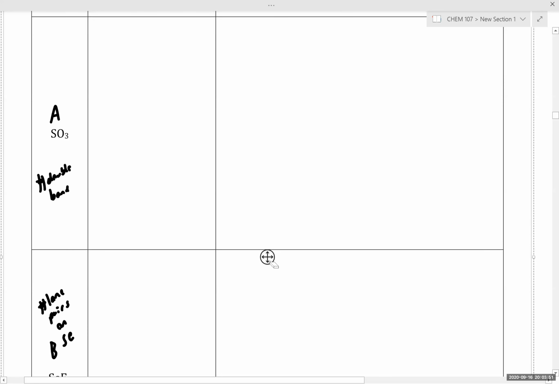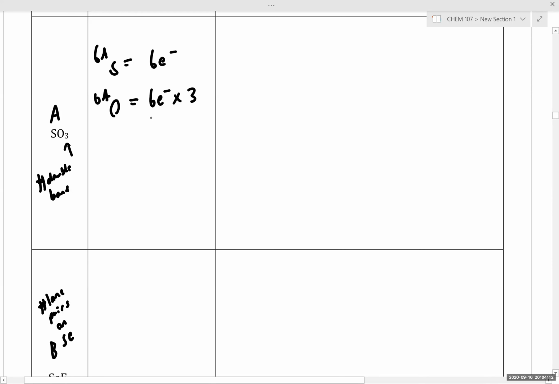So let's look at SO3, sulfur trioxide. Sulfur is a 6A element, so it contributes 6 electrons. Oxygen is a 6A element, also contributing 6 electrons. And how many oxygens do we have reading our formula? 3, yep. So adding up our total, we get 24 electrons. Now, what is our central atom? What's the least electronegative element? Sulfur, yep. We place sulfur in the center and we surround it with 3 oxygens.